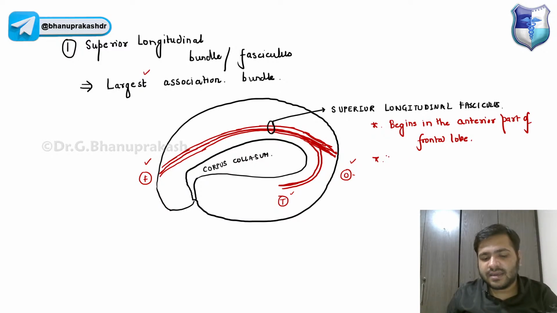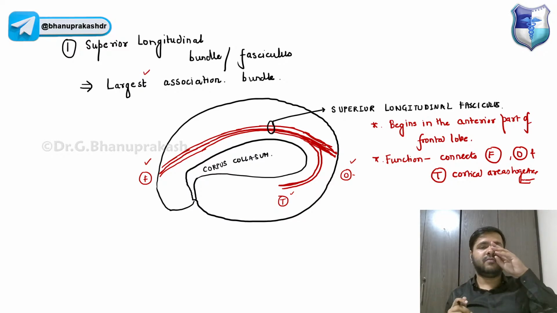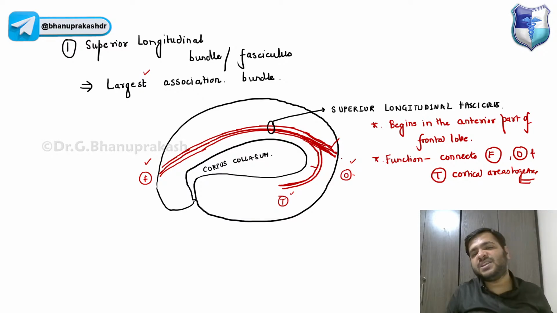Now, again, you should remember the function over here. Function is important. It connects the frontal, occipital and temporal cortical areas together. So this superior longitudinal fasciculus divides into a superior band and an inferior band. Superior band occipital lobe पीछे चला जाता है और the inferior one will come towards the temporal lobe.